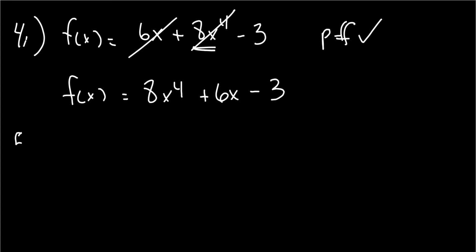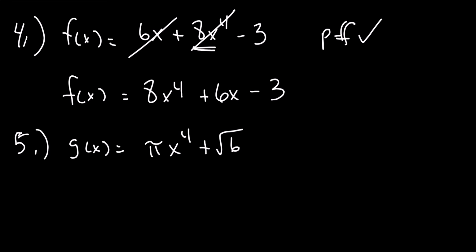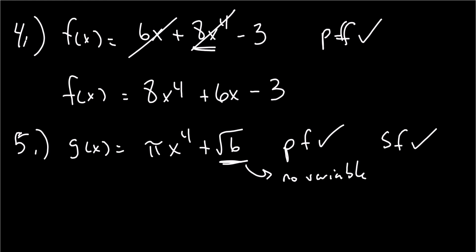5. I have g of x equals pi x to the 4th plus radical 6. It is a polynomial function. That radical does not have a variable, so it's allowed. Alright? It is in standard form. So I'm done. I don't have to do anything with it. Because the biggest exponent, then no exponent. That's it for 4 and 5.